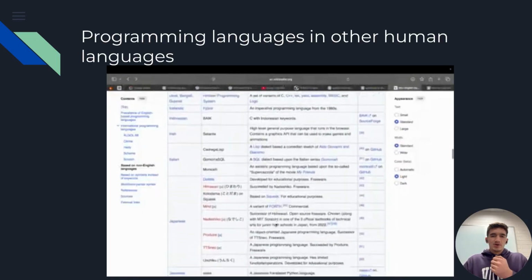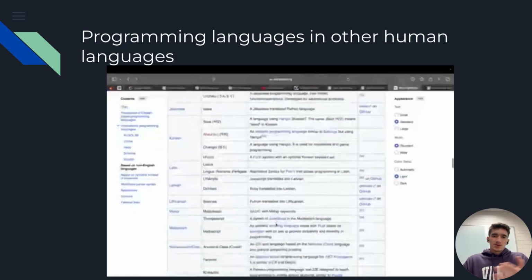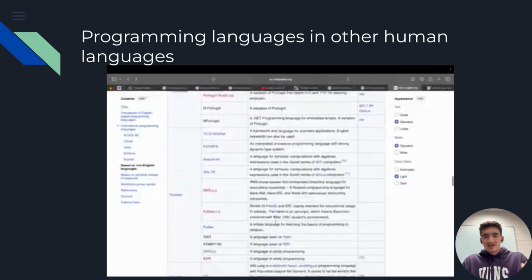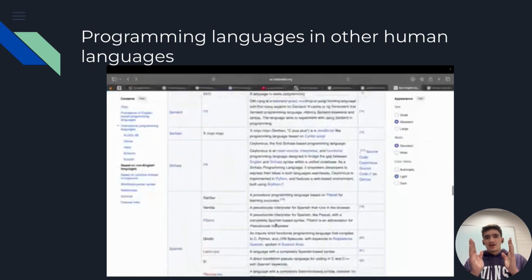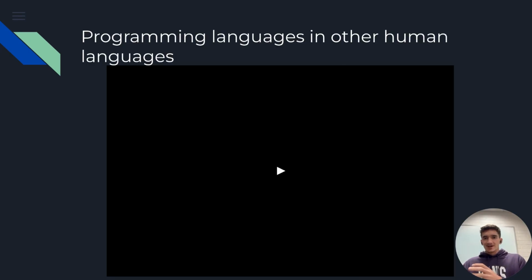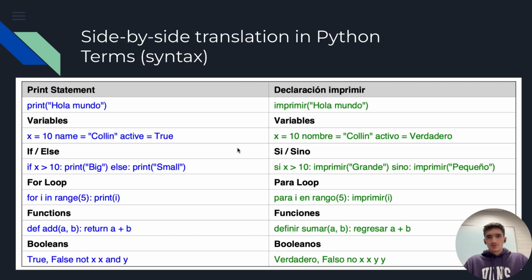Sorry, it's a little bit blurry, but basically the column on the very left is the human language. The one just to the side of that is the name of the programming language in that human language. And then the one next to that is what it's used for. It's mostly things like educational purposes, and pseudocode and stuff like that.